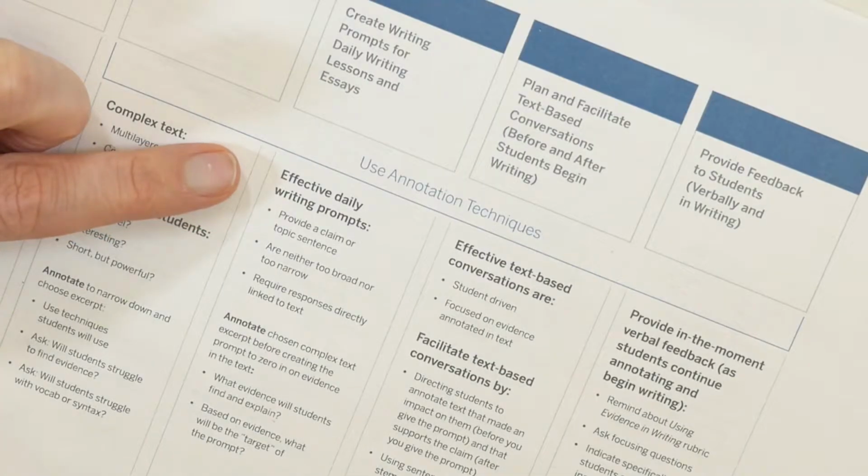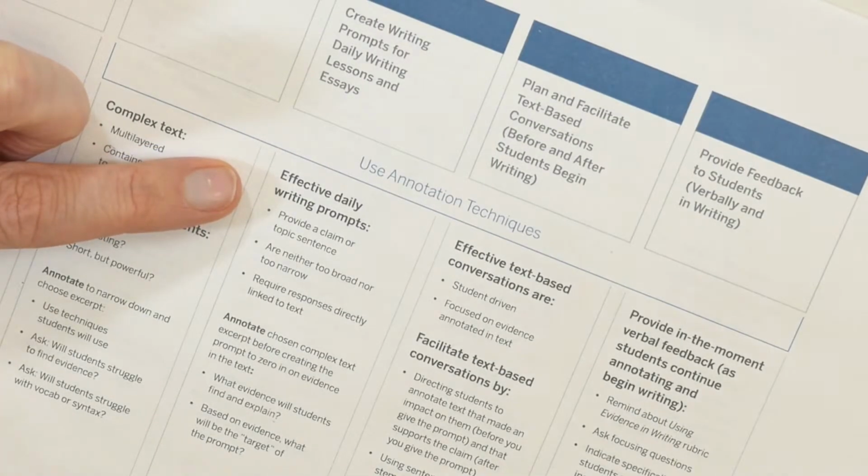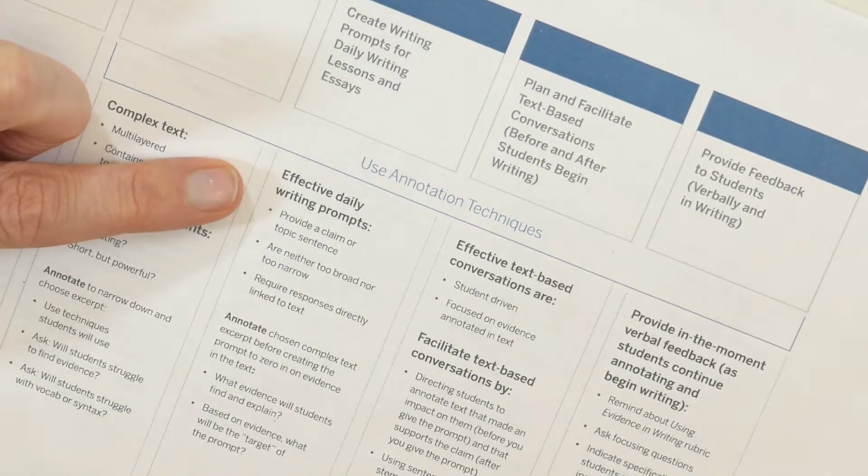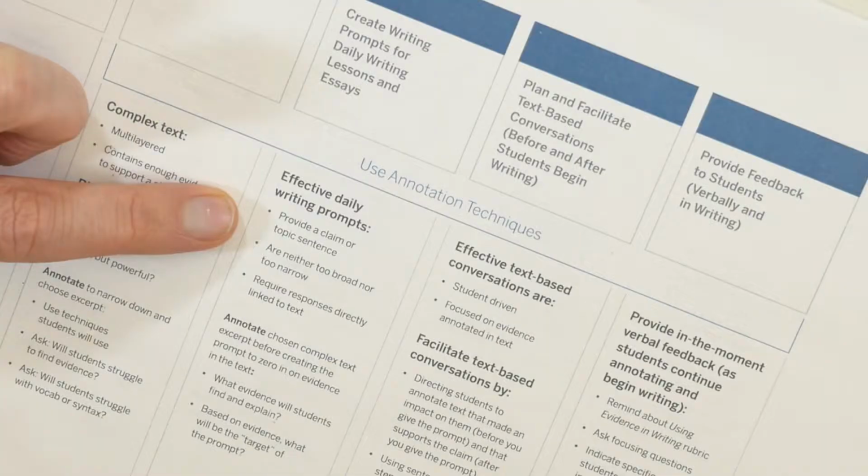Okay. So it's important that when we write our prompt, we provide a claim or a topic sentence that's very clear to the students. That's, again, we're trying to help the students make their process easier for them. And so the clearer we are with what we're asking them to do, I think it'll be easier for them.